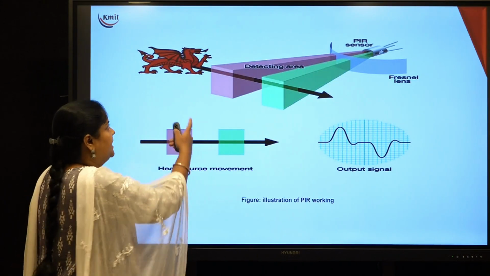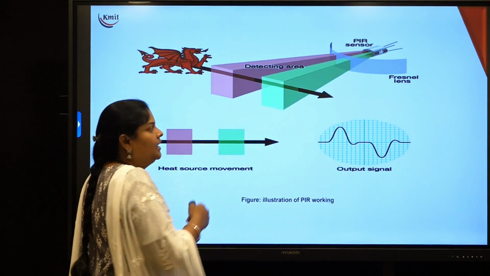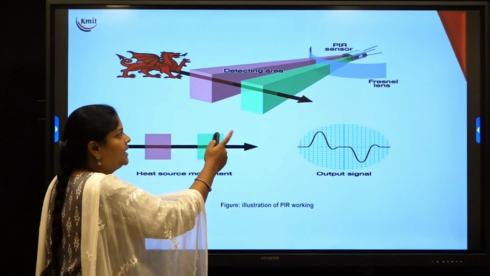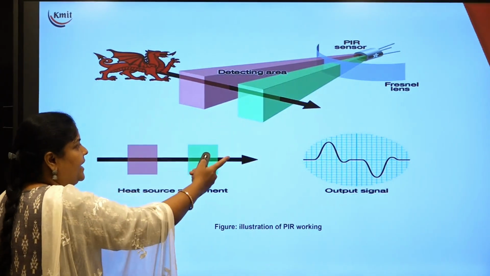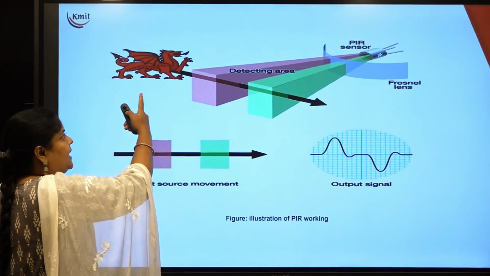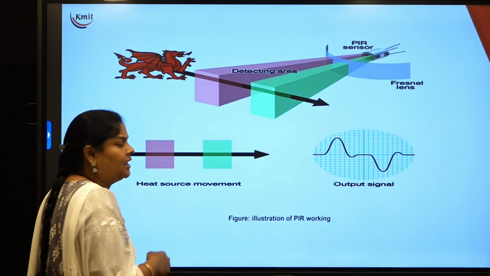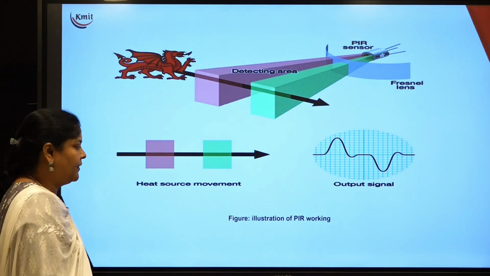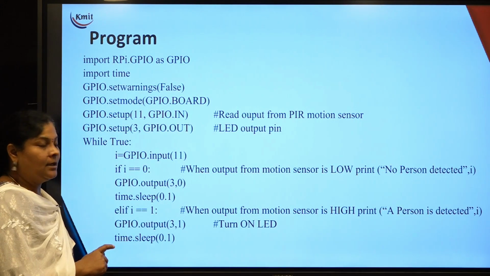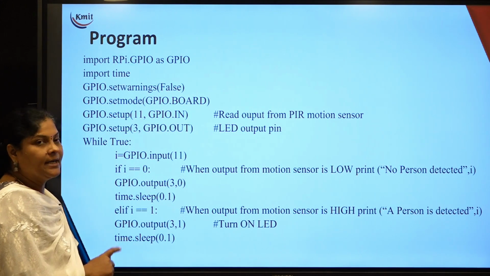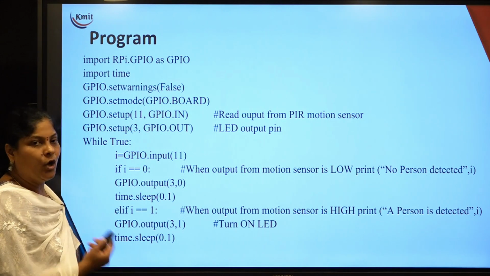So this is the detecting range. If you take the PIR sensor, this is the PIR sensor, you have a lens on it. Using that lens, you will have a detecting area. Around this detecting area, if it finds some object, then that is detected and you get the output signal in the form of a wave. Here we are trying to learn how to write the program using the PIR sensor in order to glow the LED on and off.